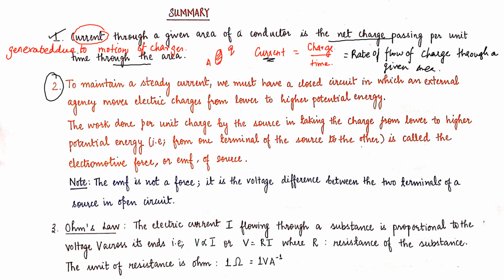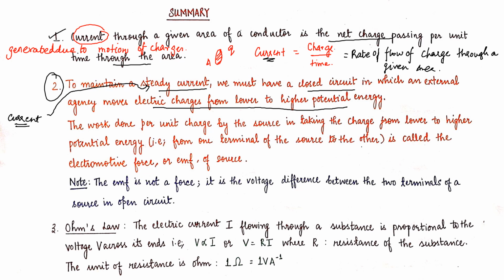Now moving on to point number 2. To maintain a steady current, we must have a closed circuit in which an external agency moves electric charges from lower to higher potential. So, we are talking about the steady current. There are two kinds of current. The way we have read about fluids in 11th standard, similarly, sometimes current is not uniform and sometimes it is uniform. The uniform motion of charges is known as steady current, and whenever the flow is not uniform, it can cause destruction in the environment. We have seen the example of thundering. Thundering is an example of non-uniform or unsteady current which causes many natural calamities.